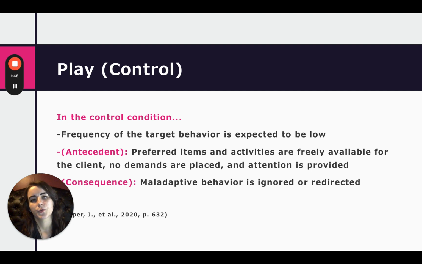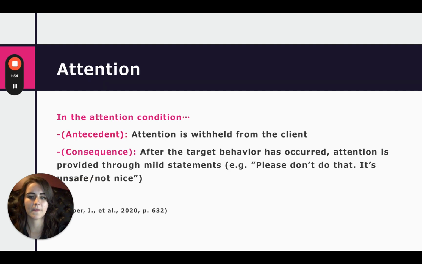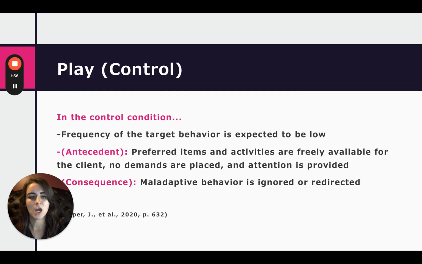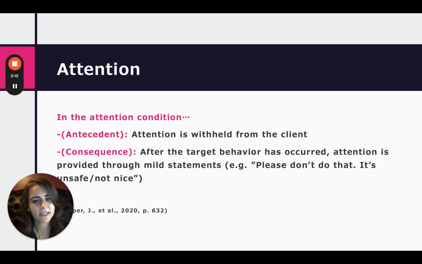So within our control condition, the frequency of our target behavior is expected to be relatively low, and that's because in the antecedent, preferred items and activities are freely available for the client, no demands are placed, and attention is provided when needed or asked for. And the consequence if the behavior does occur in this condition is that the behavior is simply ignored or neutrally redirected. In the attention condition, we're attempting to determine if attention is the function of that behavior.